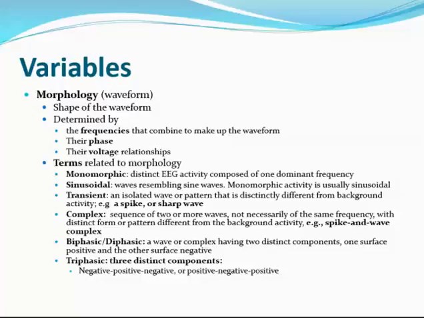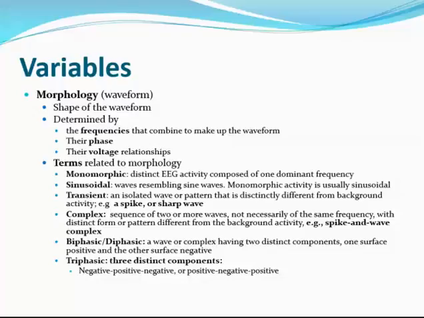Morphology: we're looking at the shape of the waveform, determined by the frequencies that combine to make up that waveform, their phase, and their voltage relationships. Terms related to morphology: you can have monomorphic, which means distinct EEG activity composed of one dominant frequency, and sinusoidal, waves resembling sine waves. Monomorphic activity is usually sinusoidal, but not always.